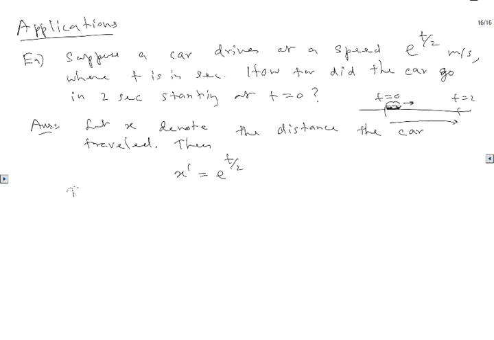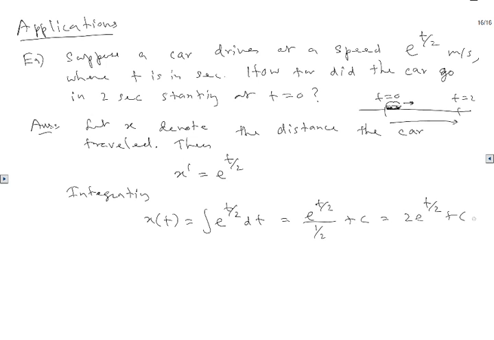Now what can we do? Simple integration. Integrating, we're going to get x(t) equal to the integral of e to the t over 2 dt. This is very easy to integrate using the table. You divide by the constant, which is 1/2, so dividing means multiplying by 2: 2e to the t over 2 plus c. That's the general solution, but we need to find c.